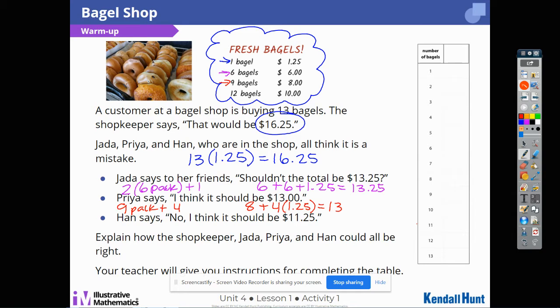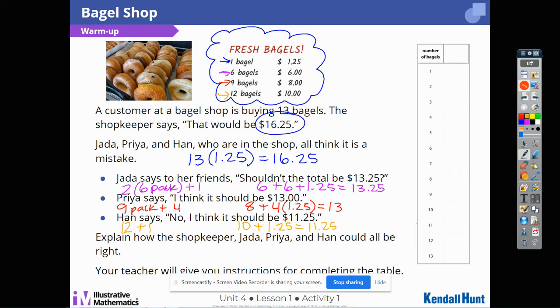And then Han over here, he says, y'all are all crazy. A 12-pack of bagels only costs $10. So I can buy one 12-pack plus 1 more bagel. That gives me 13. And so $10 plus $1.25 for the additional bagel, I'm only going to pay $11.25. So they are all correct, but it's how you order it. So this is a bagel example where you see the same thing costing a different amount.